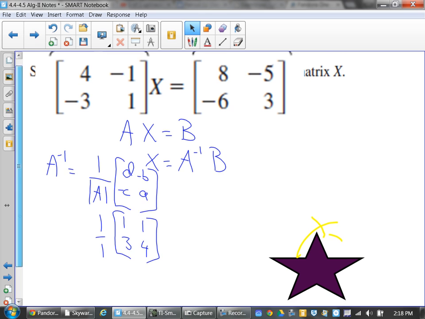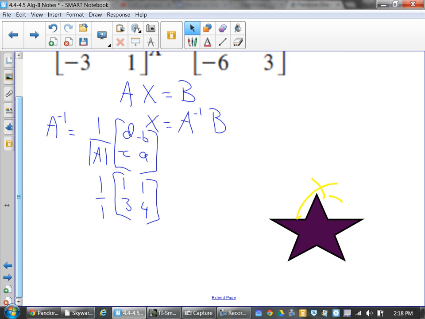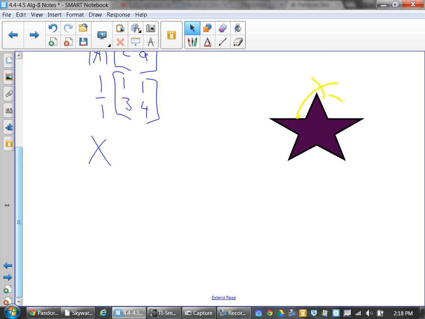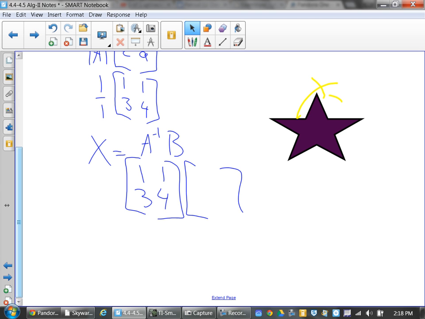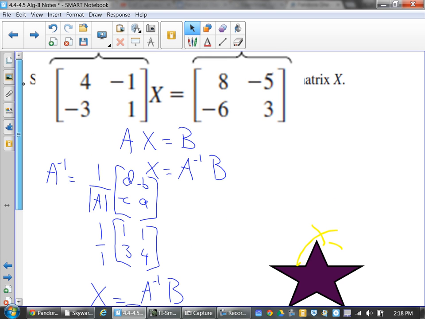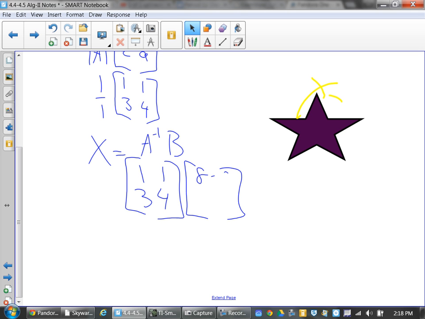So now I'm going to get matrix X is going to equal the inverse of A times B. Well, the inverse of A is 1, 1, 3, 4. And matrix B was 8, negative 5, negative 6, 3. So now you just have to multiply those 2 out. And it's a 2 by 2, so it's not going to be that bad.